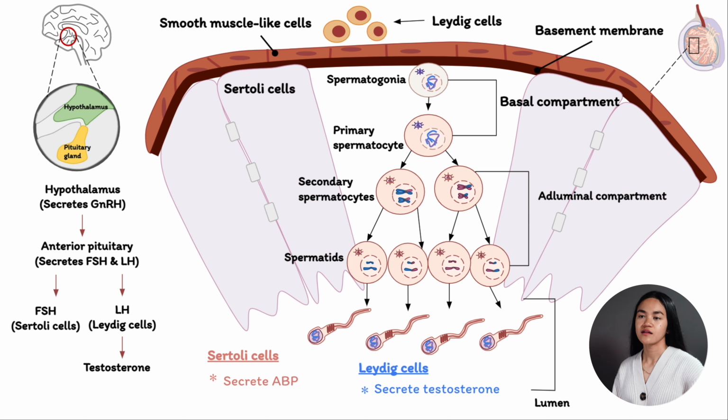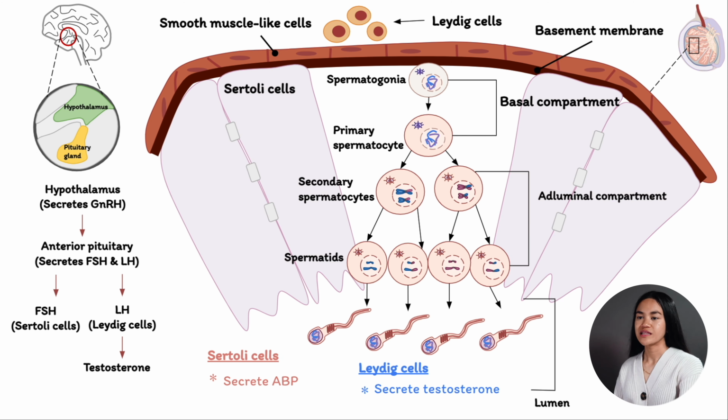And Sertoli cells also secrete fluids that contain androgen-binding protein, or ABP, which binds to testosterone secreted by the Leydig cells and enters the lumen of the tubule. So ABP helps maintain the testosterone concentration in the lumen of the tubule because testosterone helps drive spermatogenesis.